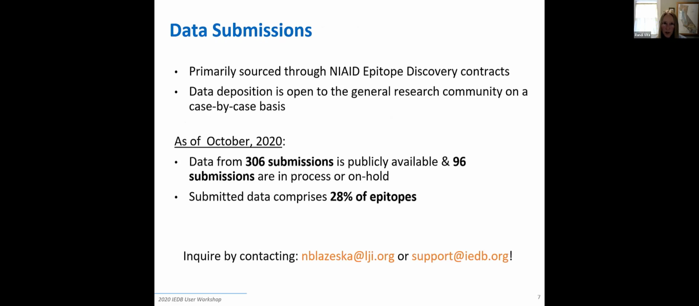And then we also get submissions. The submissions will primarily come from epitope discovery contract holders, and they deposit into the IEDB directly. And as of 2020 of this year, we have 306 submissions that are publicly available, and we have 96 that are in process. The amount of data that comes from these submissions is great because usually these epitope discovery contract holders generate very large data sets. So it amounts to 20% of the epitopes in the IEDB.